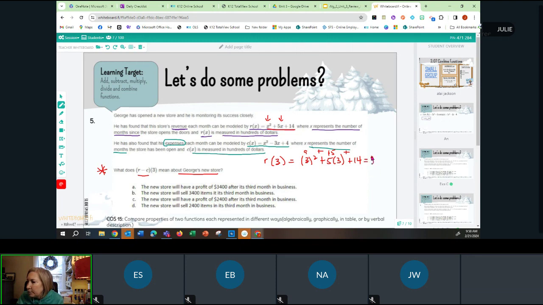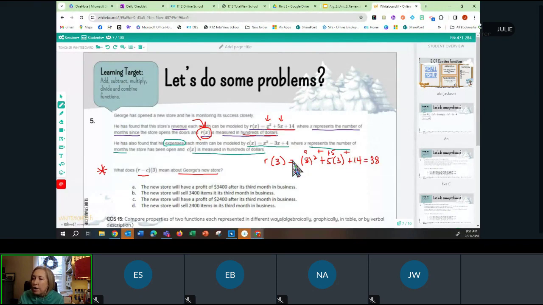Now, who remembers somewhere in the problem, I'll just try to help you out here. What does it say R of X is equal to? Hint, hint. It's right here. R of X is measured in what? Okay, not just dollars. Dollars is important, but it says hundreds.